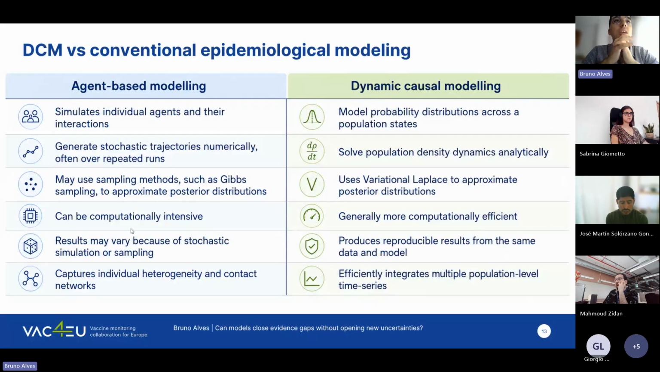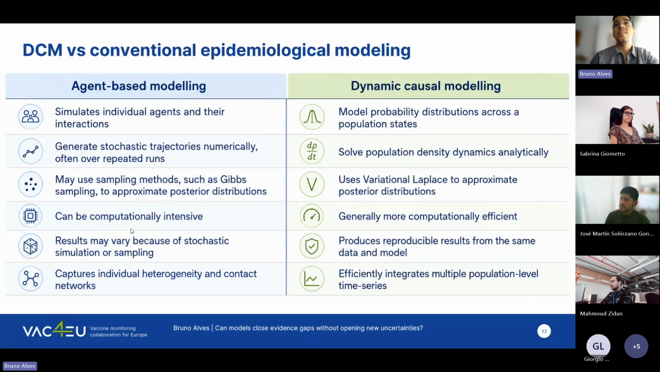I would also like to highlight some of the differences between conventional agent-based modeling and what we are discussing with the DCM. The main difference is that agent-based modeling simulates a lot of individual agents and all their interactions. So we are talking about a lot of individual trajectories that the model can simulate during repeated runs, while the DCM models probability distributions across population states.